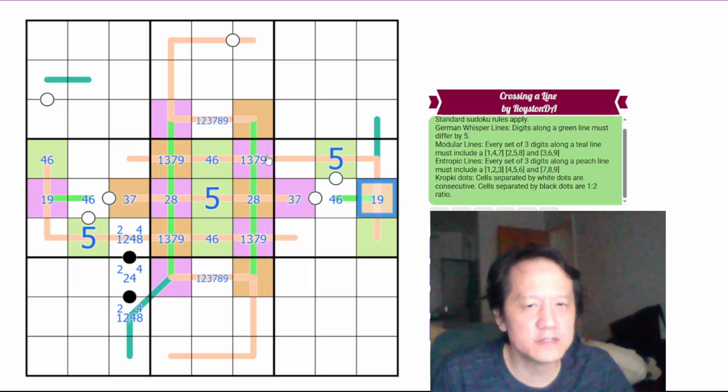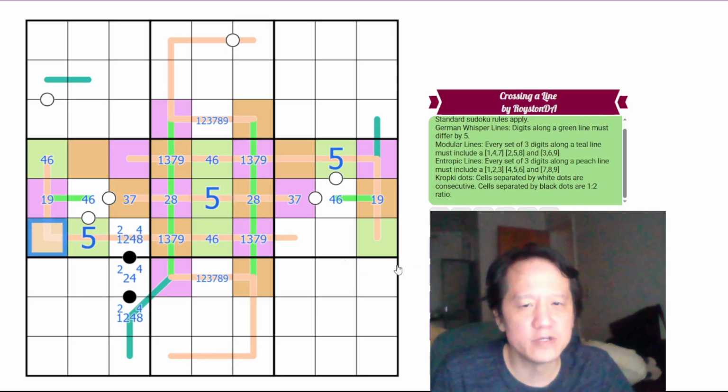That means this is orange. This has to be orange also, and this must be pink, which makes this pink. Therefore, this must be an orange left. This is orange. This is pink. Orange, pink. This is orange.